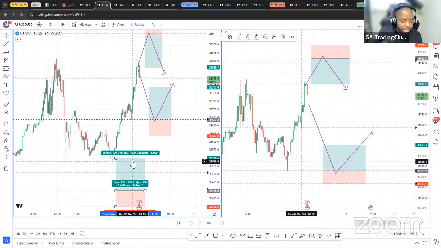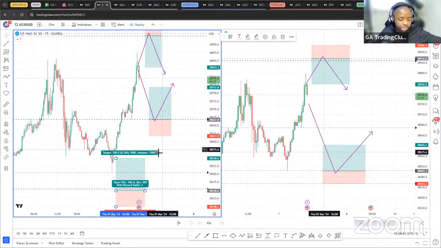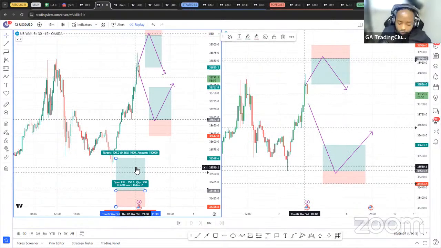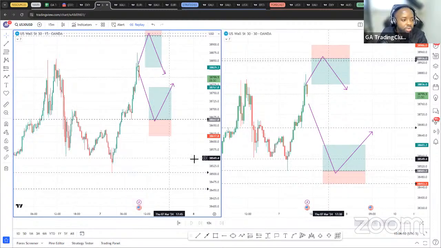Yeah, but now the key thing is to check where price is coming from and where price is likely to head. And if you apply those zones, you'll be able to see where price is headed to.